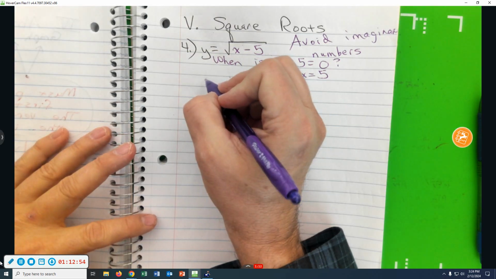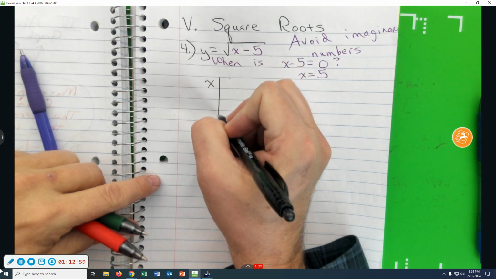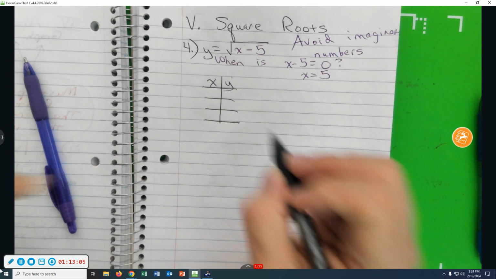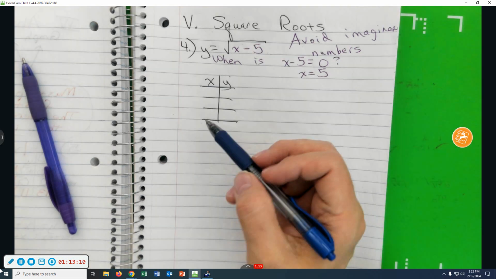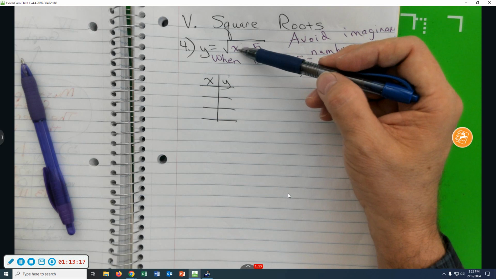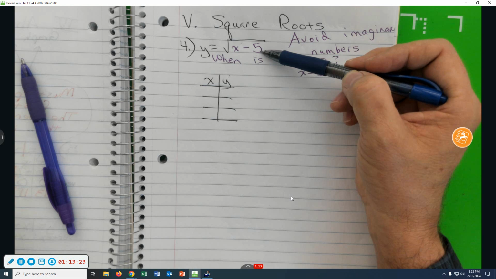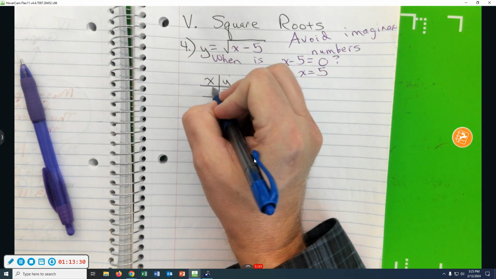So I'm making myself an XY grid. This graph has a definite starting point. All the other ones just went off forever and ever, left and right, correct? Right. But here, there's a definite starting point. You can't put anything smaller than 5 in for x, like 4, 3, 2, 1. If you put 4 in there, 4 minus 5 is negative 1. And we know the square root of negative 1 is imaginary. So we're going to have to plug in 5.